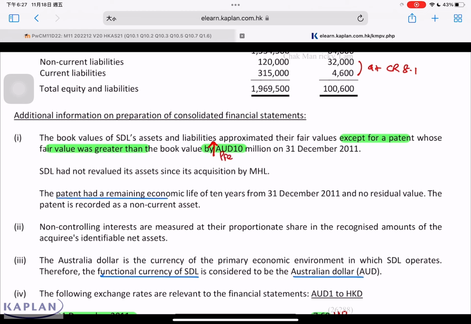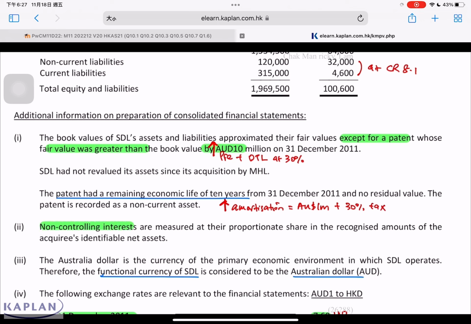The patent has a remaining useful life of 10 years from 31st December 2011. We increase the value of the patent after the acquisition date. We must also increase the amortization of the patent. The useful life is 10 years, so every year the amortization should be equal to $1 million. The acquisition date is 31st December 2011 and now it is 31st December 2012, so we must do 1 year of amortization adjustment. After accounting for the patent asset and the amortization, do not forget we must account for the deferred tax effects. The deferred tax effects will be at 30% in this case.